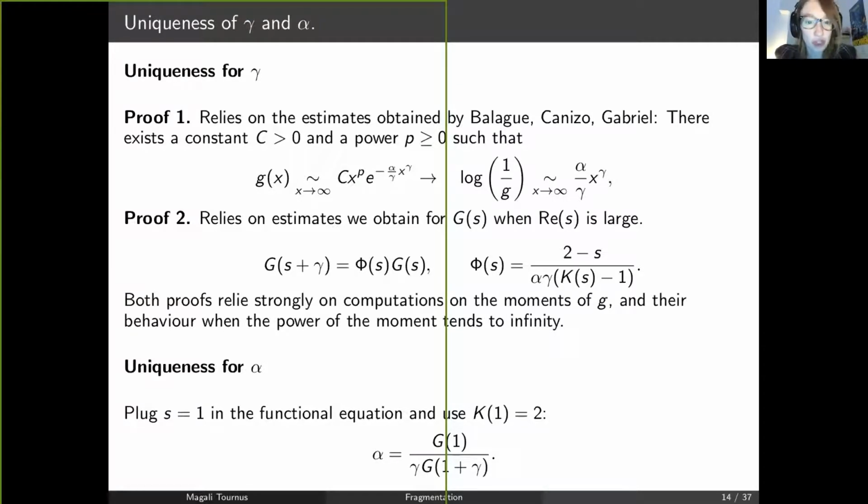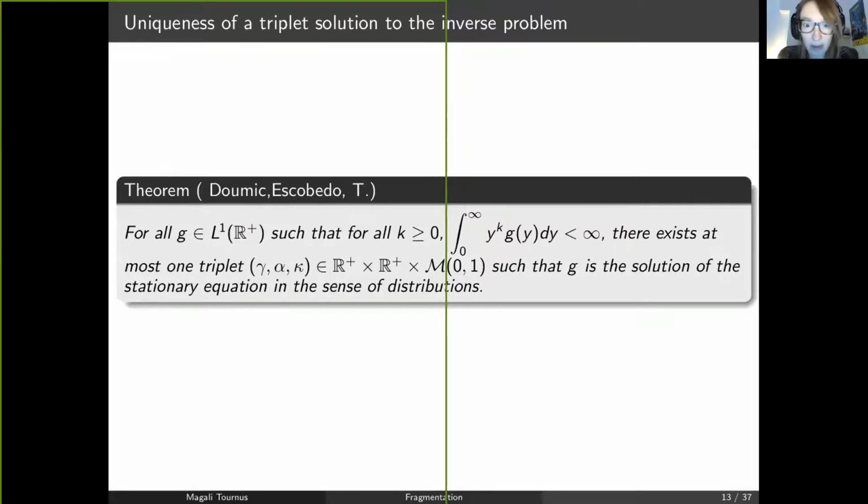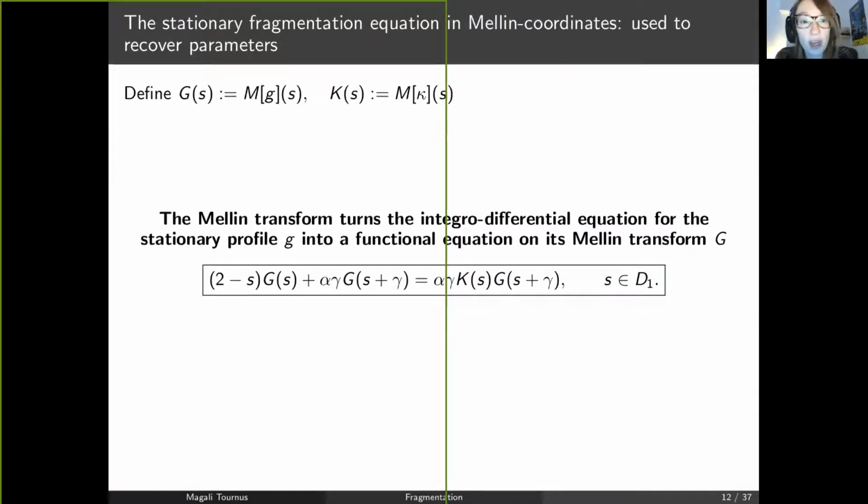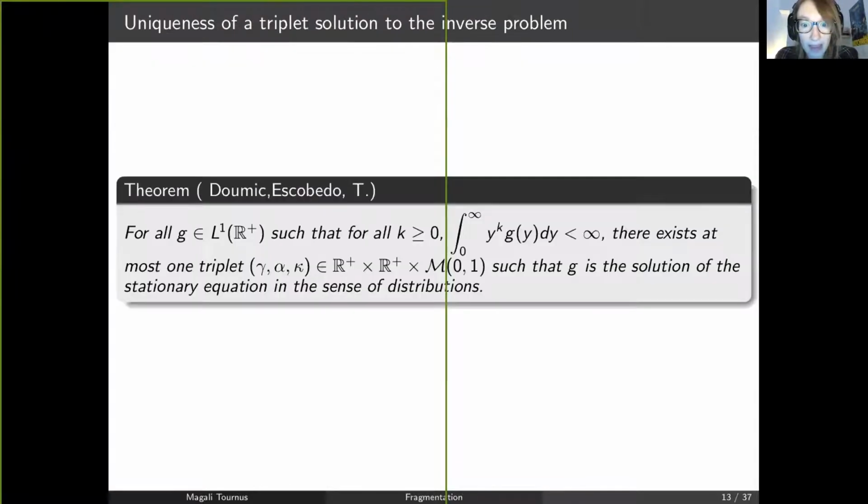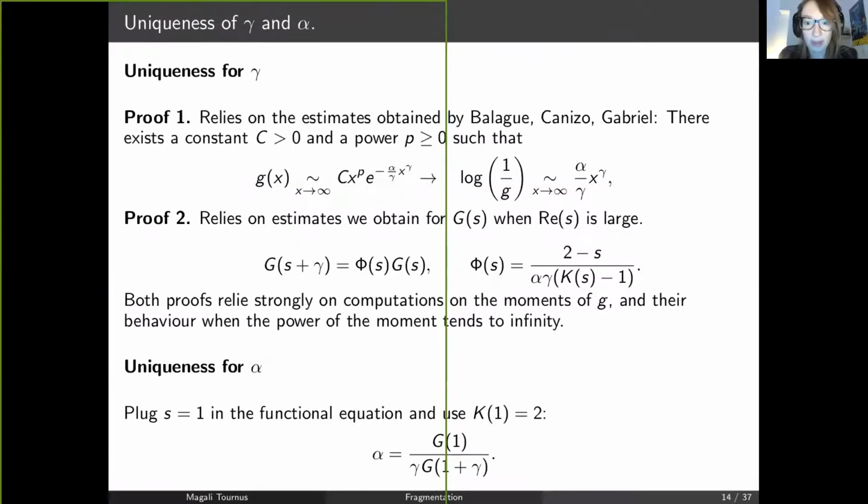Then the functional equation that I wrote here, if you plug in s equal 1, and then you use that K of 1 equals 2, I recall that K of 1 equals 2 comes from the fact that the integral of kappa is equal to 2, which comes from the fact that we only allow particles to break into 2. Then you find alpha as a function of gamma and capital G that can be computed from G.